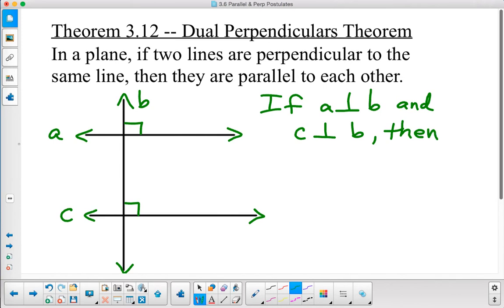So it's not that A and C are perpendicular, it's that A and C are parallel because they're both perpendicular to the same line. If this is 90 degrees and this one's 90 degrees, those are like corresponding angles that we've been studying the last couple days. So if the corresponding angles are congruent, then the lines have to be parallel. This is really just a special case with 90-degree angles.